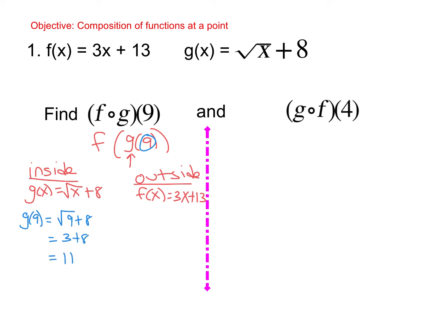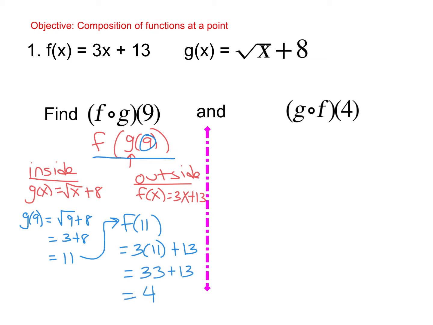So then that's not our answer, though. That's g of 9. So now we're going to take that, and notice it says f of g of 9. This is g of 9, but we just figured out g of 9 is 11. So we're going to take that 11 and plug it into this other function, our outside. So 3 times 11 plus 13, 33 plus 13 is 46, and that's our final answer. So we start on the inside and work our way out.